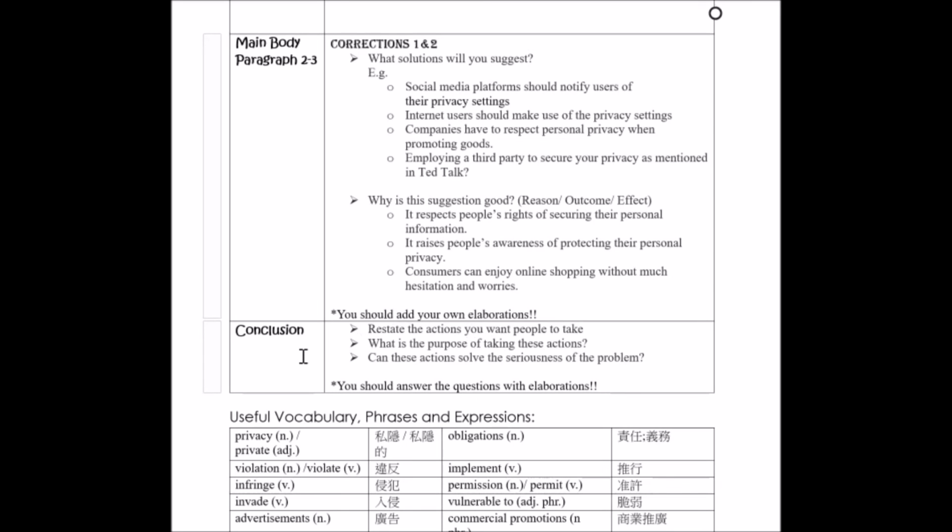And for your last paragraph, it comes to your conclusion. You need to restate the actions you want people to take. What is the purpose of taking these actions? Okay, what desirable results will be seen? Okay, so that's it.